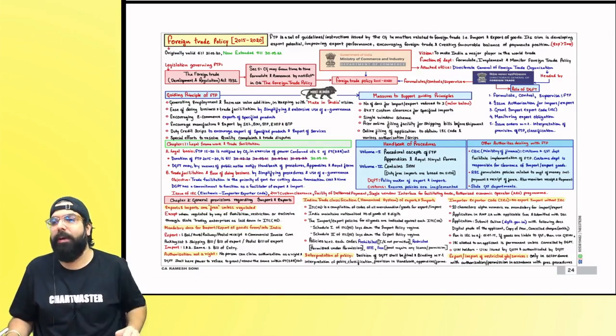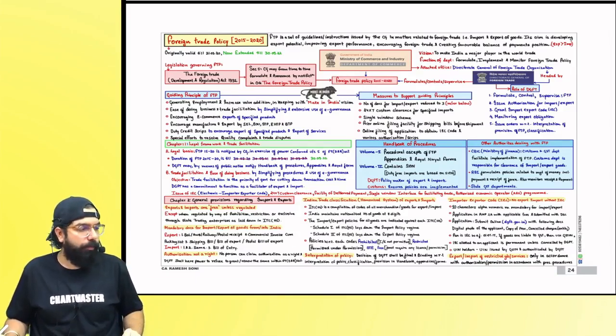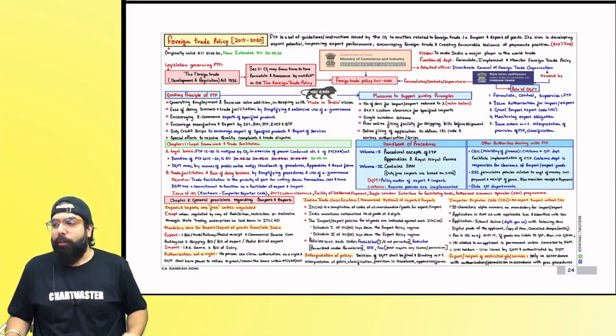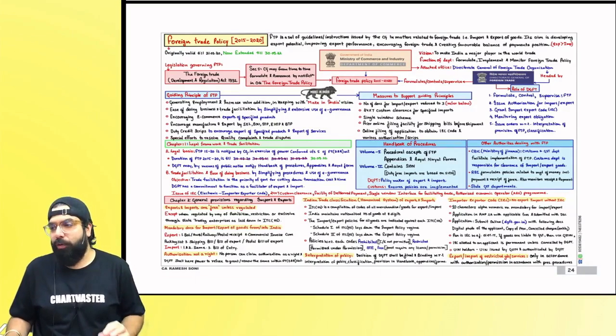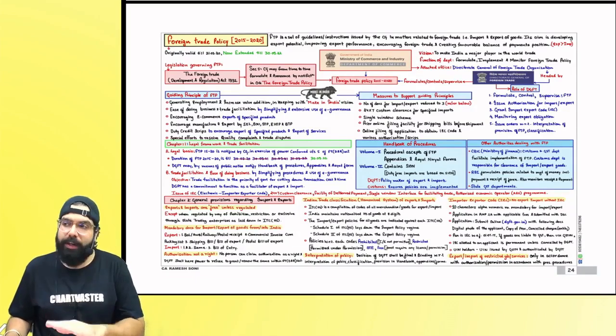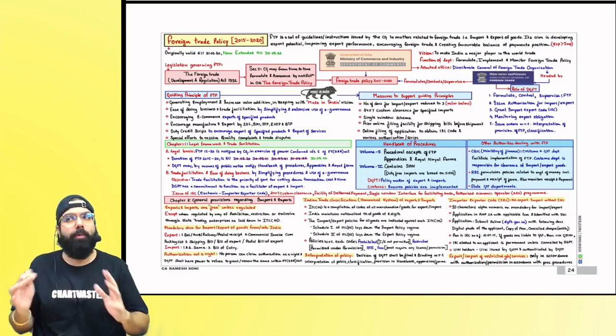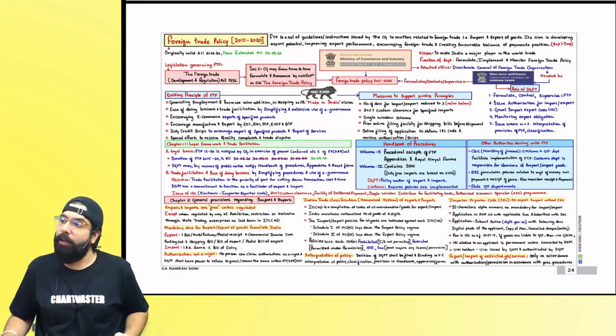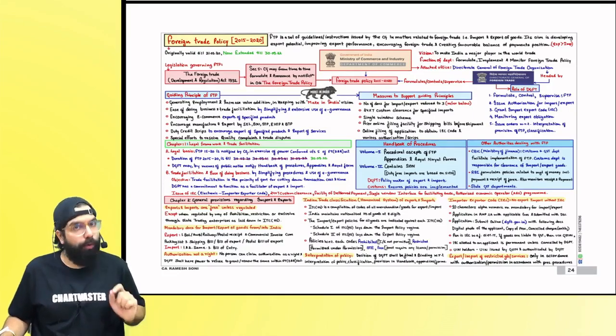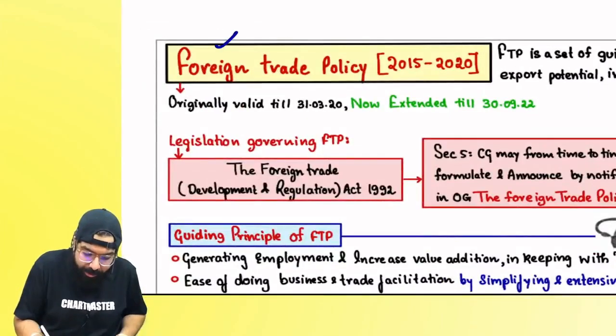Please come to the FTP chart, everyone. For FTP, all the question answers which I have to cover, I'll be covering with the discussion only. Right, everyone? So when I'm discussing, I'll be covering the question answers also. Let's get it started. Everyone over here, foreign trade policy.